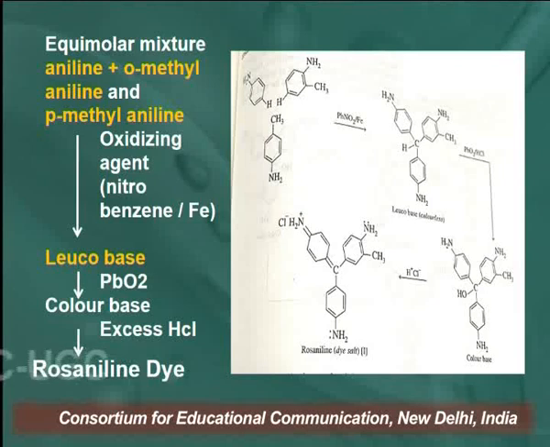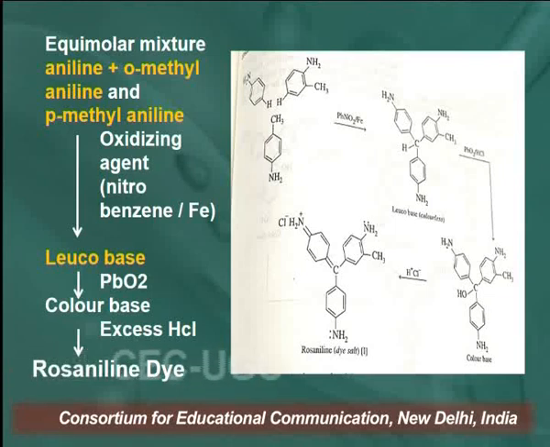As I told you, leucobase is a colorless base. How does that leucobase of rosaniline dye convert into colored form? When the leucobase reacts with lead oxide, we get a colored base. Similarly, after adding excess of HCl, we obtain rosaniline dye. So this is a very important synthetic method for the preparation of rosaniline dye.